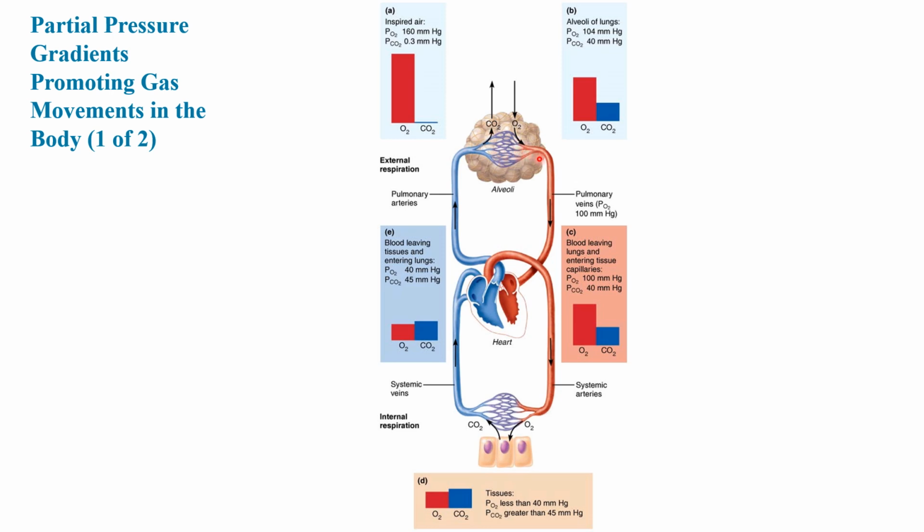This process is external respiration, and then this oxygen is taken to the tissues, and we know that this carbon dioxide is coming from the right side of the heart, from the tissues. So over here, this is external respiration.